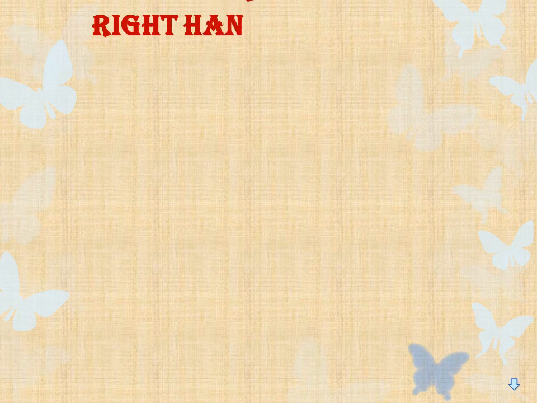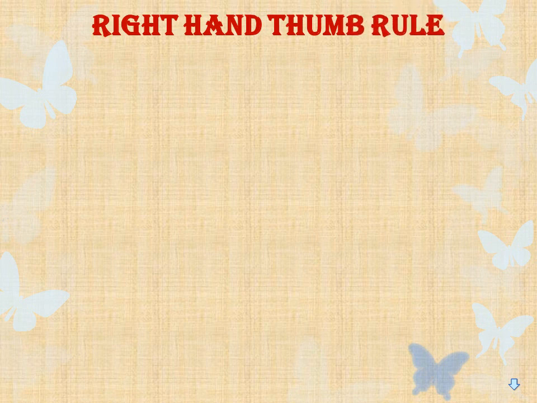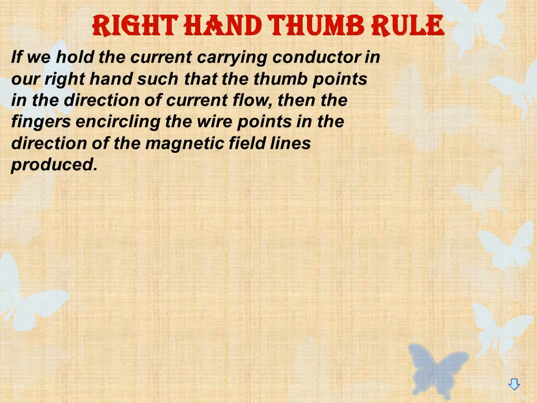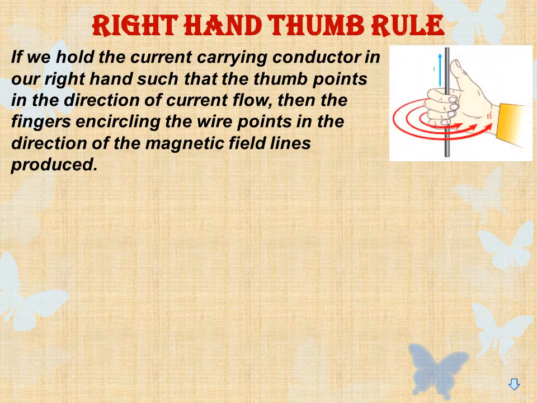Next one, right hand thumb rule. What do you mean by this right hand thumb rule? If we hold the current carrying conductor in our right hand, see in this picture, if you hold the current carrying conductor in your right hand such that the thumb points in the direction of current flow and the fingers encircling the wire point in the direction of the magnetic field lines produced. This is the right hand thumb rule.